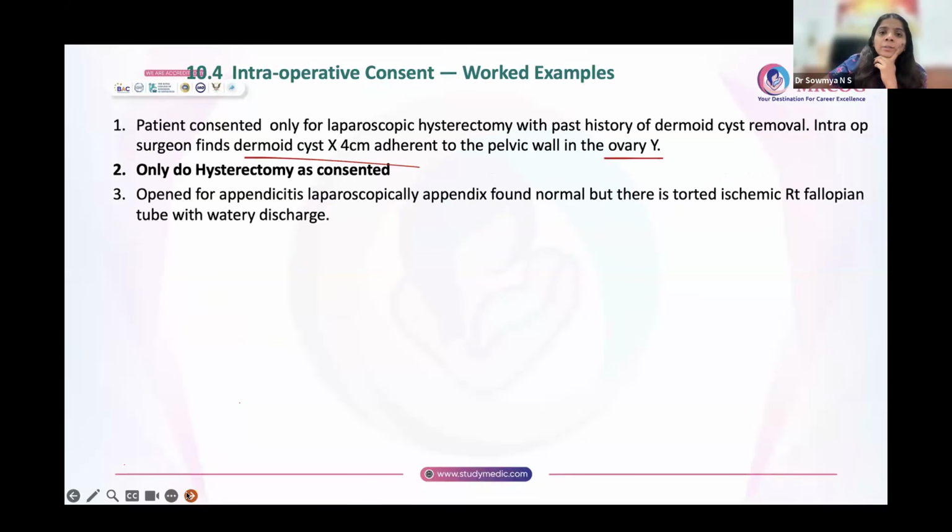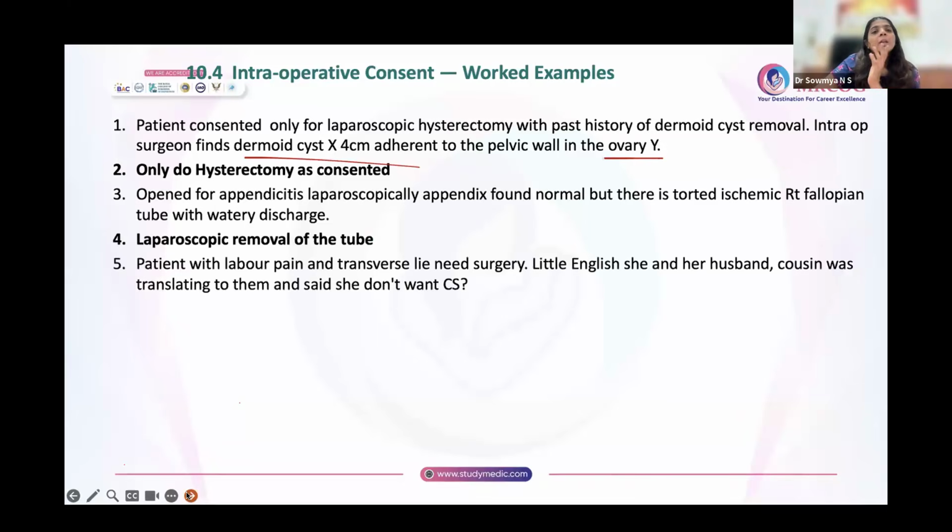consented. Open for appendicitis laparoscopically, but there is a torted, ischemic right fallopian tube with watery discharge. That means it's gangrenous and almost gone. You go ahead, in the best interest, with laparoscopic removal of the tube.